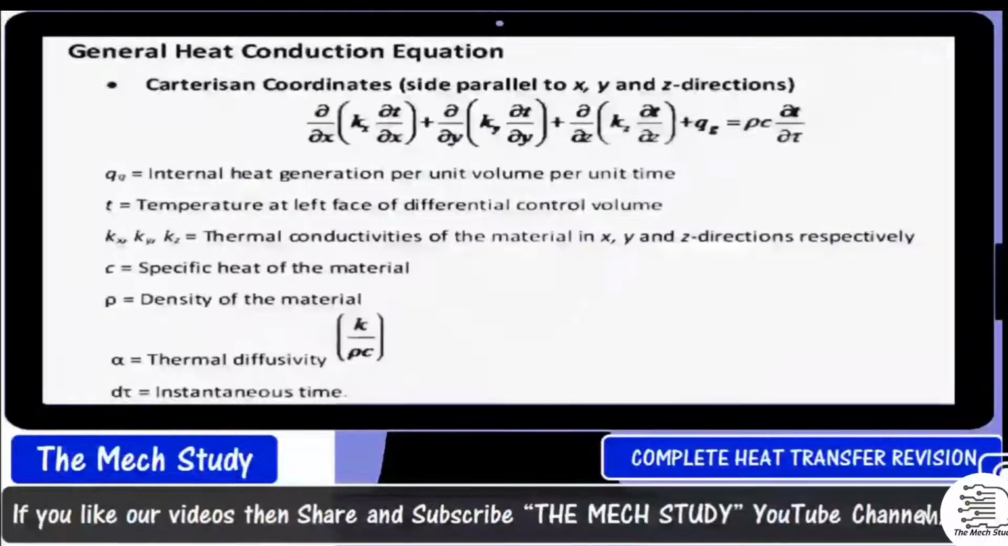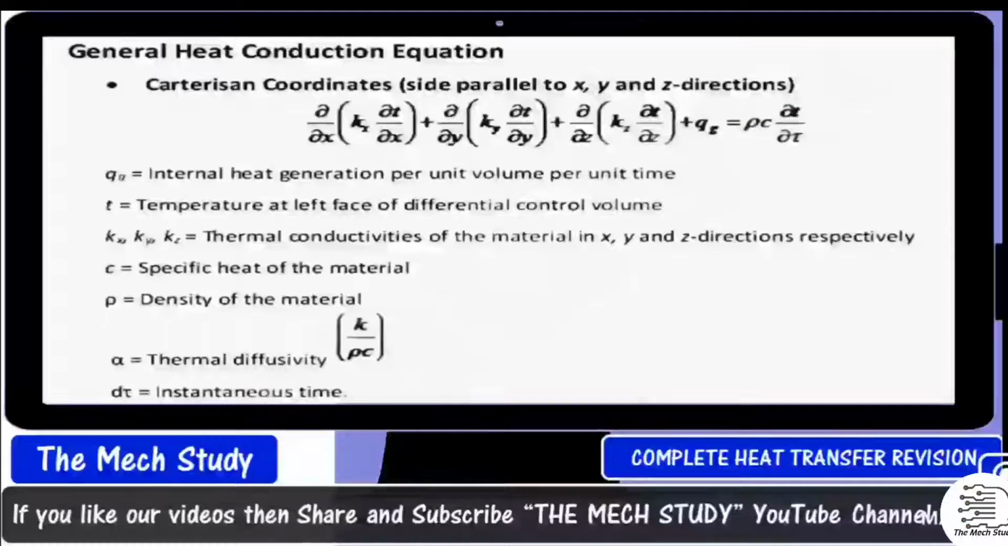Going with the next, the general heat conduction equation. This is the most important formula which comes across throughout the chapter. In Cartesian coordinates, x, y, z, this is the 3D formula applicable for heat flow in all three directions: ∂/∂x of k ∂T/∂x. Remember that this is the whole term, for all three directions x, y, z. And qg is the internal heat generation, and this is a time dependent phenomenon.